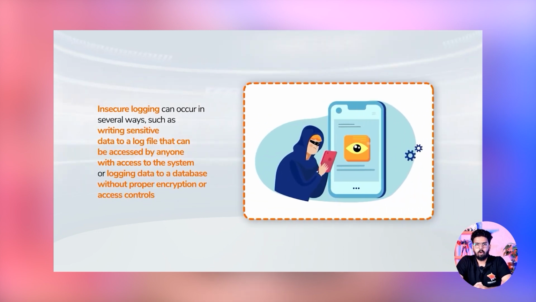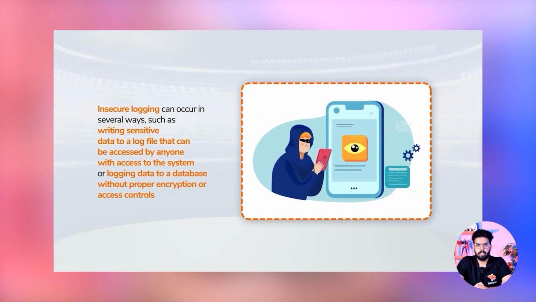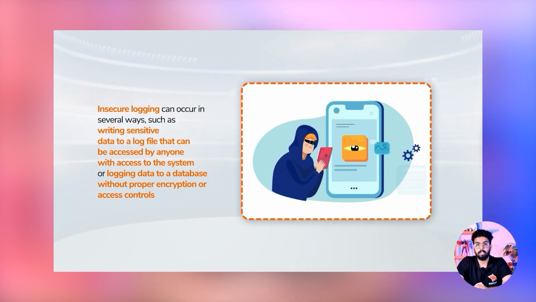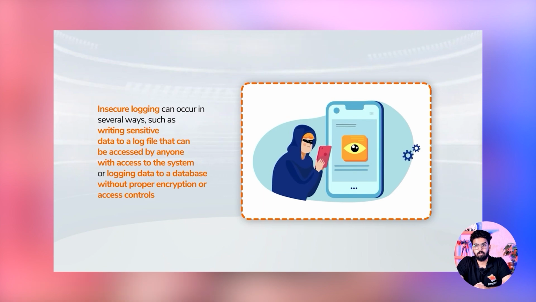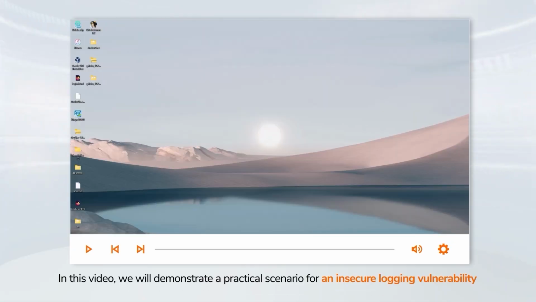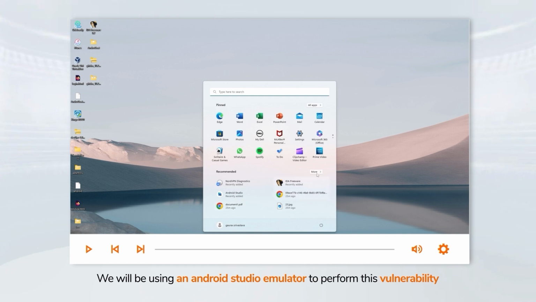Insecure logging can occur in several ways, such as writing sensitive data to a log file that can be accessed by anyone with access to the system, or logging data to a database without proper encryption or access controls. In this video, we will demonstrate a practical scenario for an insecure logging vulnerability. We will be using an Android Studio emulator to perform this vulnerability.